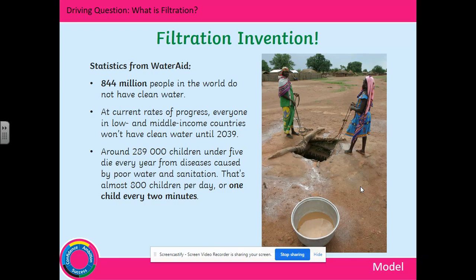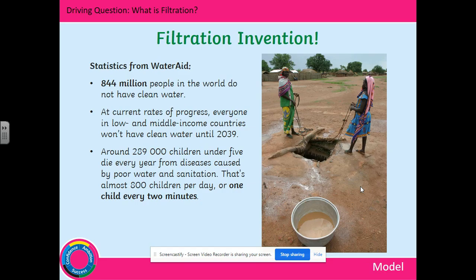Now, filtration. There are a lot of people, a lot of countries around the world that don't have clean water to use. So they have to come up with a different method or different ways of cleaning the water to drink. Now, we're going to look at filtration intervention. Statistics from WaterAid.